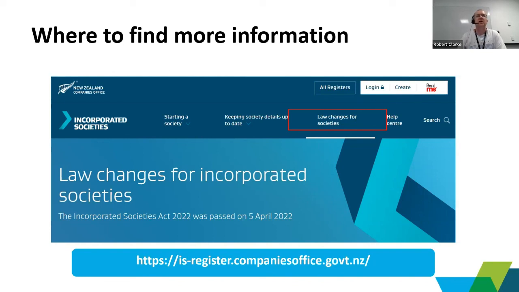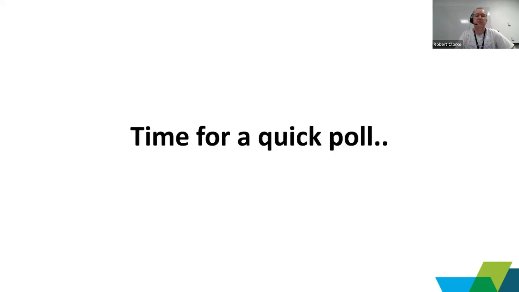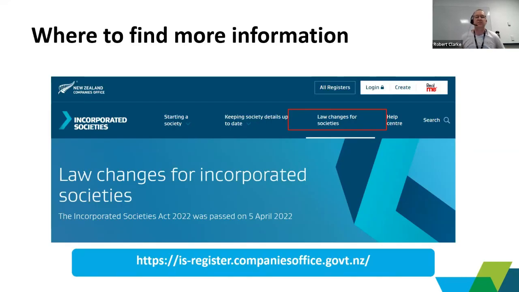Oh, Derek has come up with a question. Where do we find the discussion document? Well, that's interesting. We emailed out a link to the discussion document to a lot of people. Perhaps some people haven't been on those distribution lists. I think the best thing to do, Derek, if you want a copy, just email us at societies@mbie.govt.nz, and we can send you a link to it. Otherwise, there is a link to the consultation on this page here that the Companies Office has listed, law changes for societies, so you can go there.